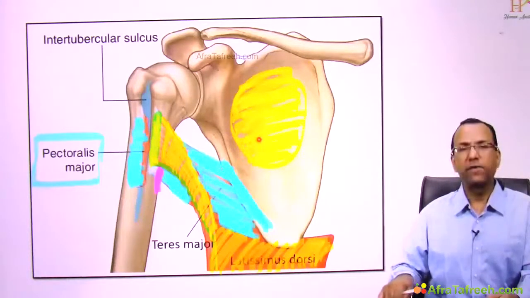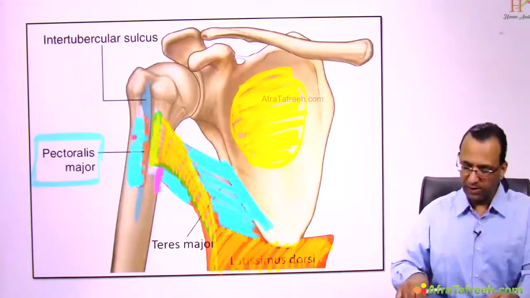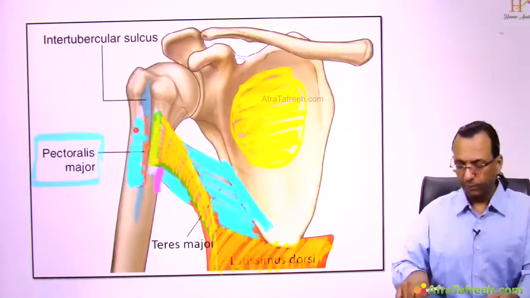And which muscles form the anterior wall of the axilla? The anterior wall of the axilla is two muscles. They are pectoralis major and pectoralis minor. So pectoralis major and pectoralis minor will form the anterior wall of the axilla.